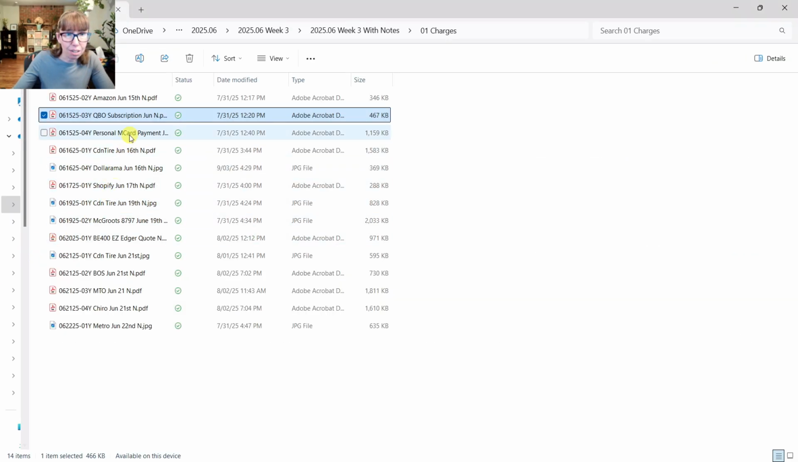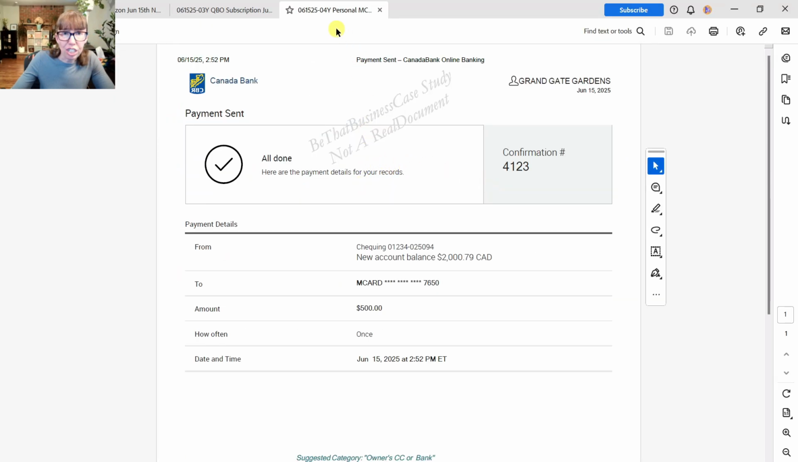What is next? So this one is actually called Personal MasterCard Payment. And of course, if we were uploading these documents to Dext or a management software, we wouldn't necessarily see what the PDF was called. You can, but it's not sort of in your face. You don't necessarily see it.